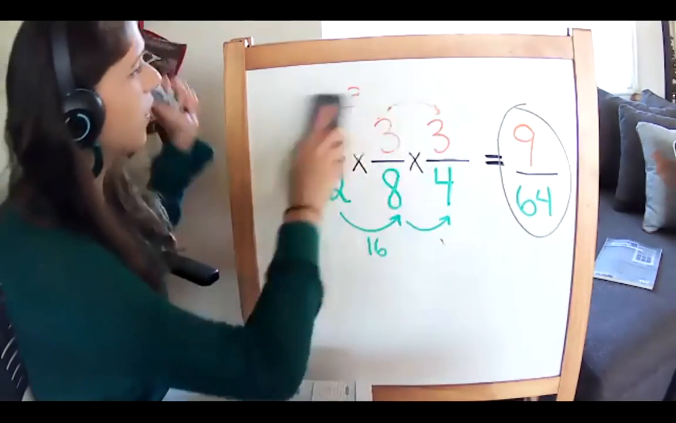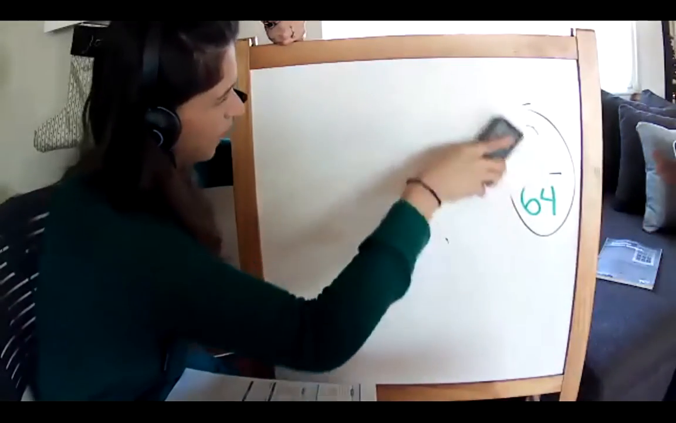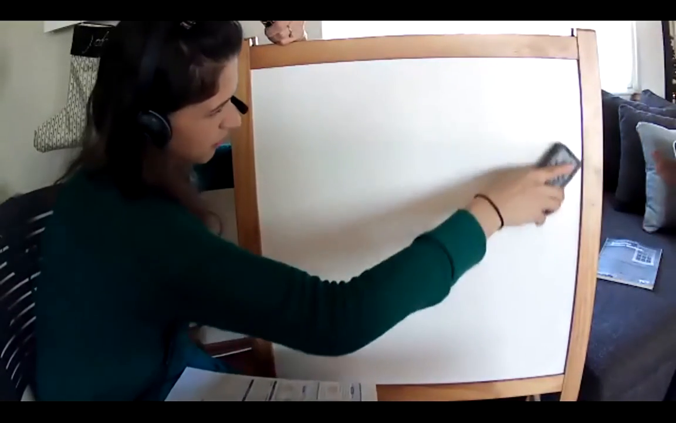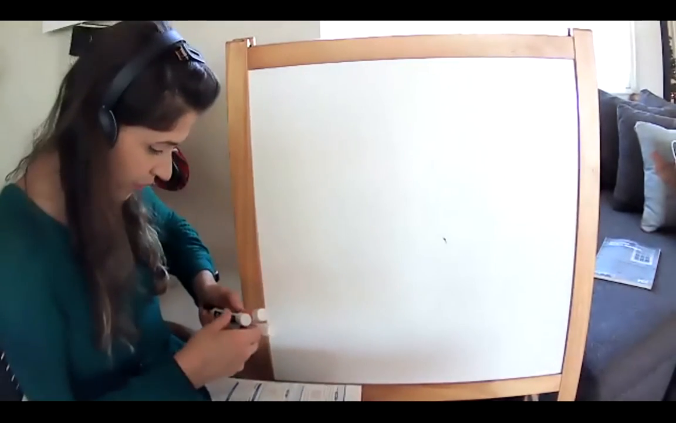So that was a trick one. You guys fell for it. Numerators cannot be simplified with numerators. Denominators cannot be simplified with denominators. It must be a numerator and a denominator. All right.